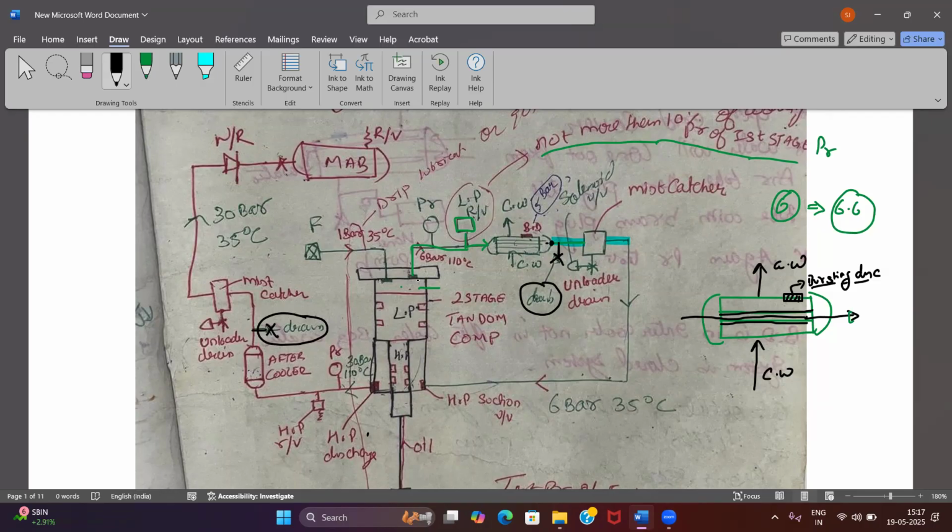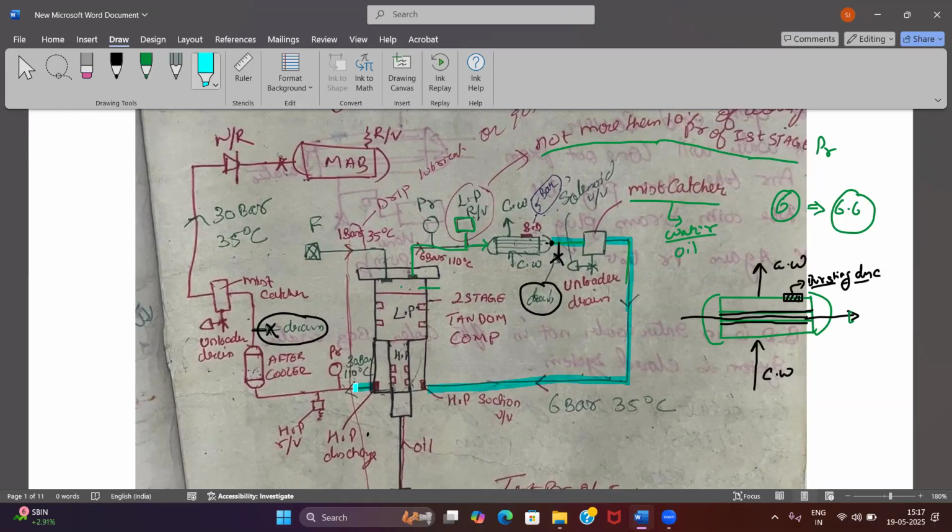Then it is going to a mist catcher. What is the function of my mist catcher? To prevent any moisture or vapor particles from passing through the air, and to remove the water and oil particles. They will drain out from the unloader, and then the air is much cleaner. I told you the quality of the air is going to increase, right? That air is going to your second stage.